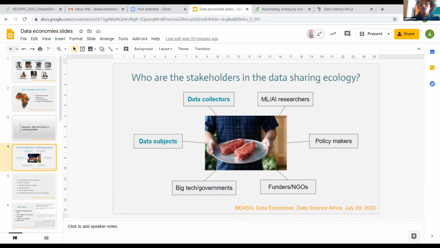When we are talking about data sharing, the machine learning researchers, policymakers and funders are the bodies that often take center stage, whereas the data collectors and the data subjects, even though they are the most crucial elements in the data sharing ecology, have their interests, welfare and benefits often ignored or sidelined. So in our current project, we specifically focus on what data sharing means for the data collectors and the data subjects, and whether it is a net good for them.